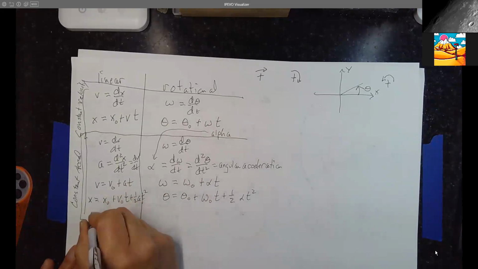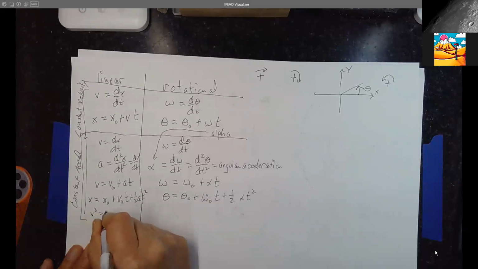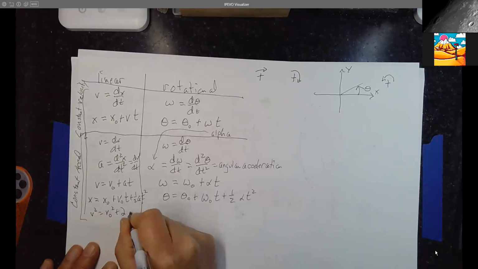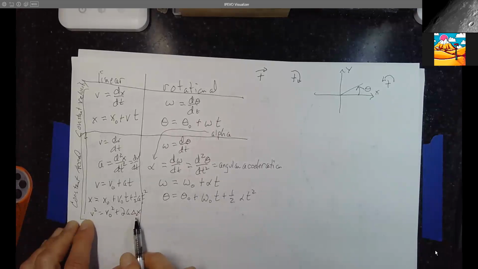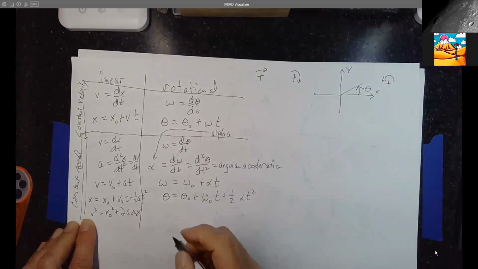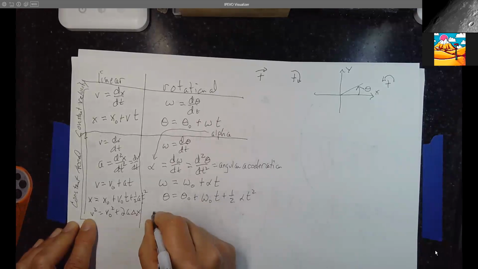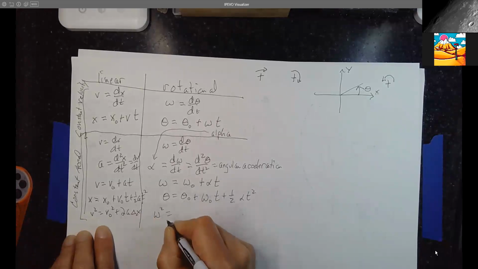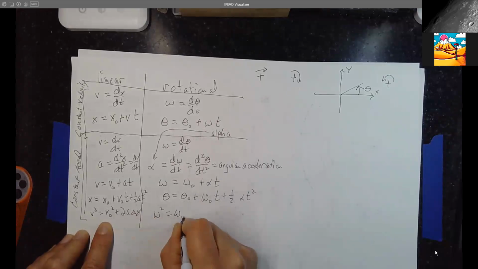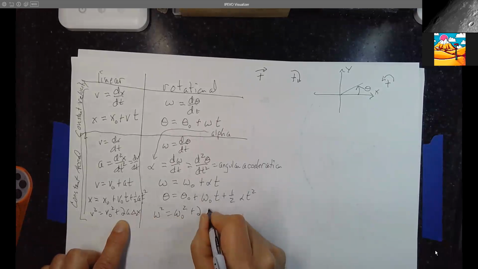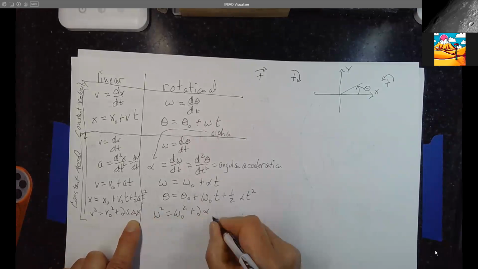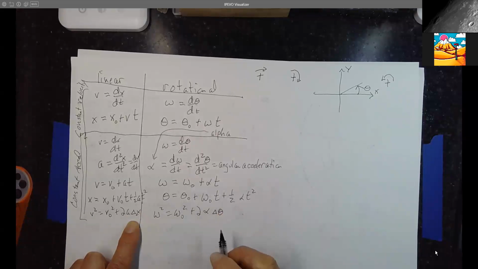Other stuff, there was v squared equals v naught squared plus 2a delta x, if I remember right. You had to be real careful with signs on this one. But here, we could rewrite that with omega instead of v. Omega squared equals omega naught squared plus 2 times, instead of a, we'll have alpha, and instead of delta x, we'll have delta theta. So there, all kinds of things can get linked together on these.